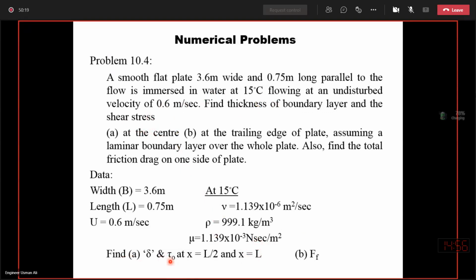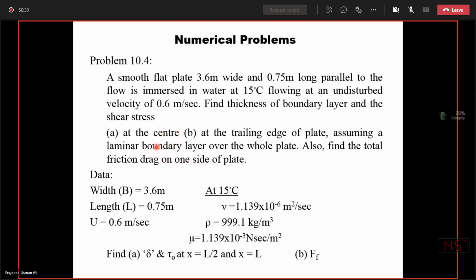Now what has been mentioned, assuming a laminar boundary layer over the whole plate, तो उसने ये बता दिया है कि पूरी प्लेट पे laminar boundary layer है। तो जब ये बता दिया गया हो तब चेक करने की जरूरत नहीं होती, हम simply directly laminar वाले formulas लगाएंगे और इसको find कर लेंगे। We have to find also the friction drag on one side of the plate.